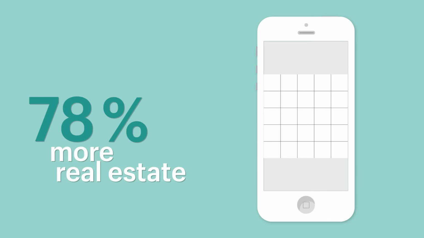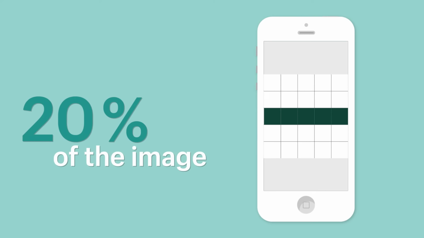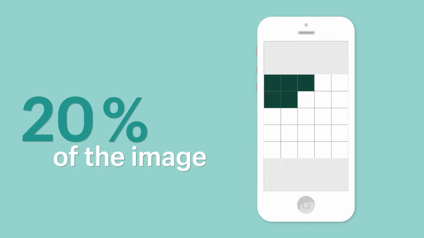Here are some basic design best practices for image ads. Keep it square. Square images take up 78% more real estate on mobile devices and have 64% higher click-through rates. For text overlay, you want to keep it to roughly 20% of the image. Now, Facebook used to have a really hard and fast rule about this, but they've recently announced that they're going to be more flexible. Still, data indicates that text overlay less than 20% typically creates ads that perform better.